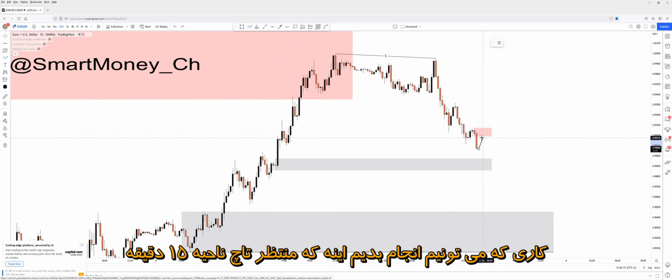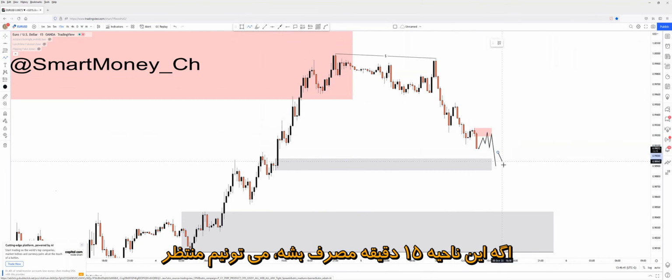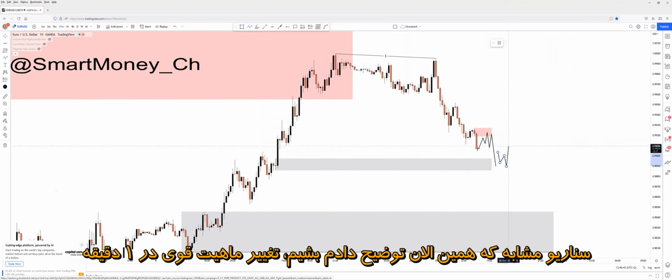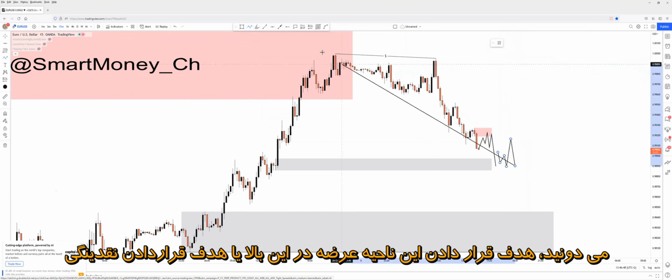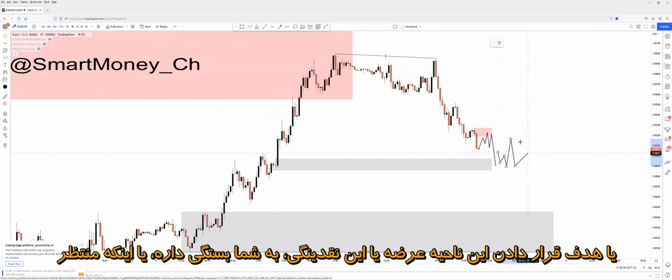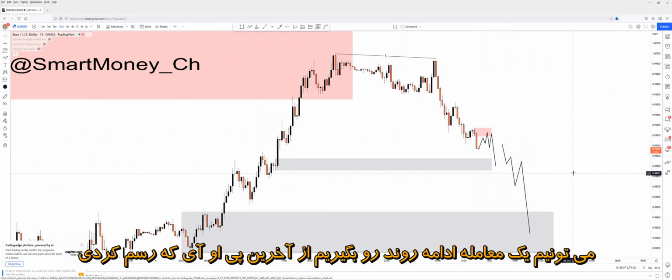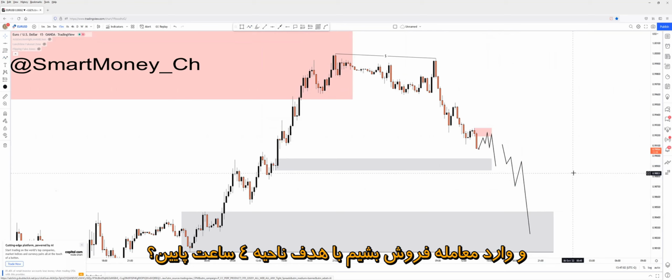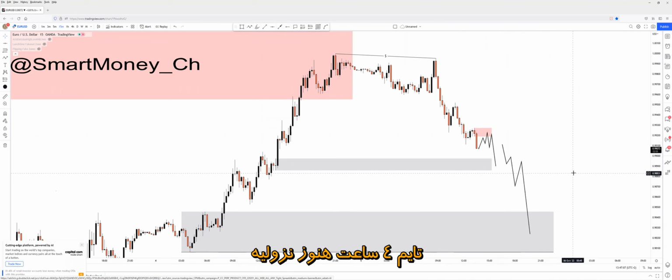What we can do is wait for the mitigation of this 15-minute zone right here, with confirmation on the 1-minute chart, targeting this 15-minute zone. If this 15-minute zone is getting mitigated, we can wait for the same scenarios that I just explained: a strong change of character on the 1-minute chart or a 5-minute change of character, targeting this supply zone up here or the liquidity. It's up to you. Or wait for the flip of this 15-minute zone, targeting the 4-hour zone. Can we simply make a continuation trade, drawing the last BOS and entering a short to reach the 4-hour demand down? Yeah, but still track the demand zones, because the 4-hour order flow is still bullish.